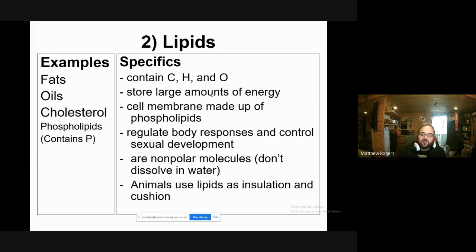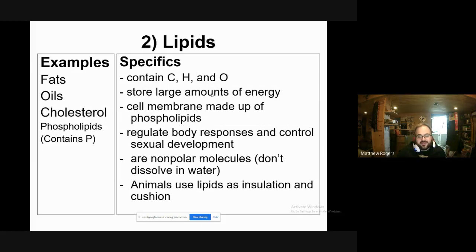Lipids are also used to regulate body responses, and they control sexual development. Especially in humans, our two main lipids that control big parts of our body are, if you're a guy, testosterone, and if you're a girl, estrogen. The fact that these levels are different plays a big part in your life. You guys just got a big surge of these hormones during puberty, and so things have changed. These are lipids, and I'll show you how they're lipids and why in a couple seconds.